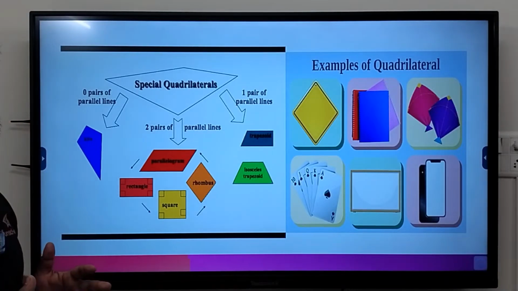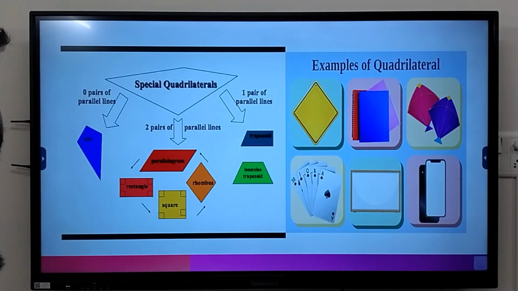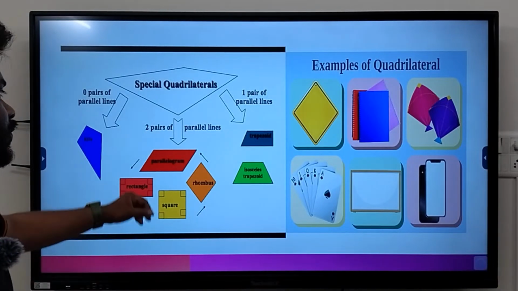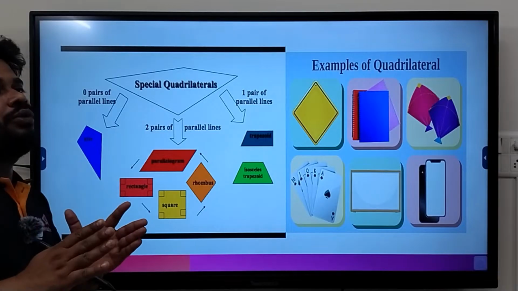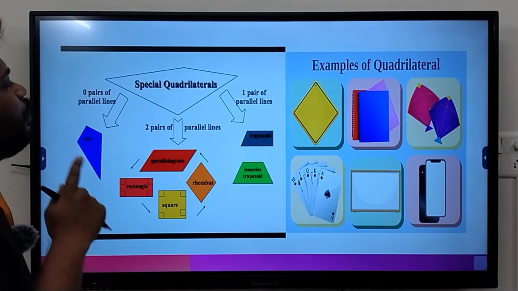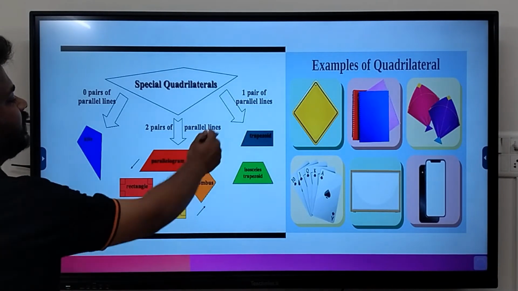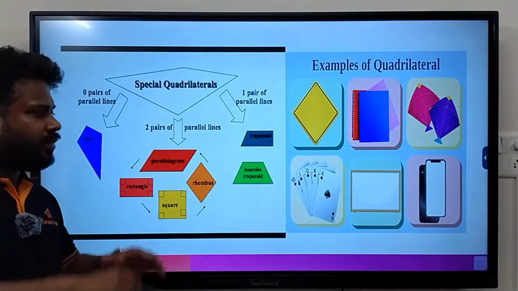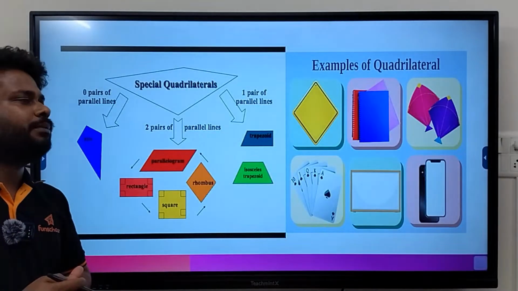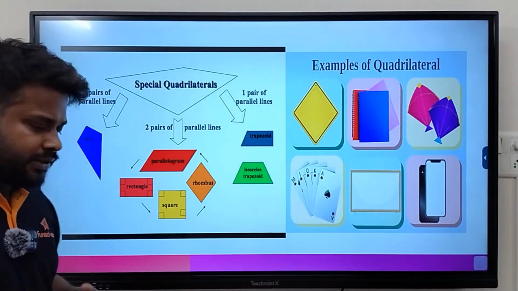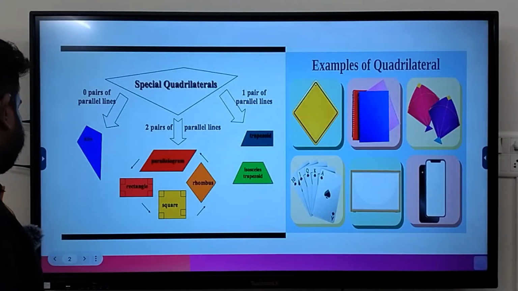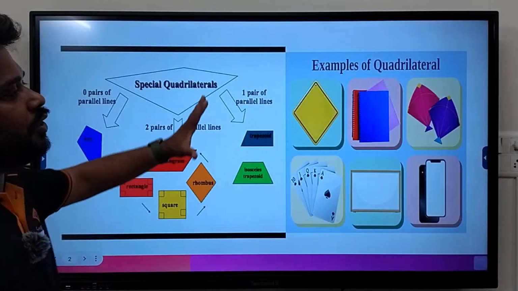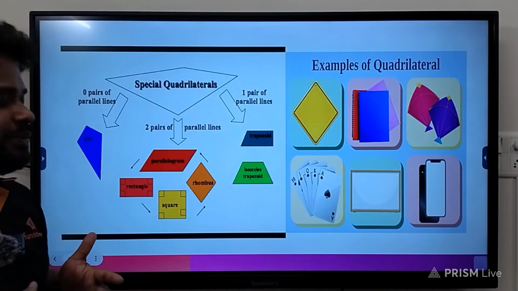The quadrilaterals which have two pairs of parallel lines will be termed parallelogram, rhombus, rectangle and square, and those quadrilaterals which have one pair of parallel lines will be termed trapezoid or isosceles trapezoid, or combined we can call them trapezium. Okay, right? Let's go to the next one. And we have diagrams of all these shapes.